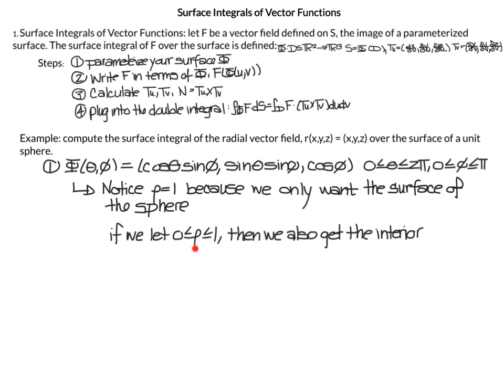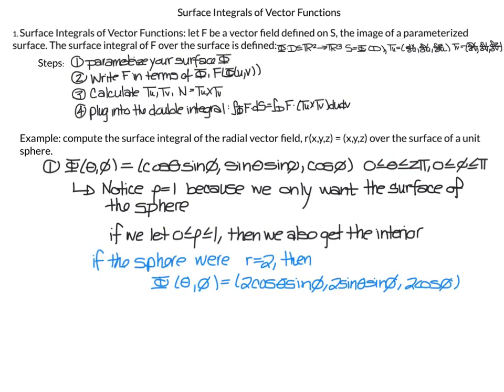And again, if we had let rho vary from 0 to 1 like we normally parameterize a region in spherical coordinates, we'd also be getting the interior of the sphere. But because we're doing a surface integral, rho is equal to 1. And hence our parameterization becomes cosine theta sine phi, sine theta sine phi, and cosine phi. So it's only dependent on theta and phi. Again, rho is held constant at 1 in this parameterization.